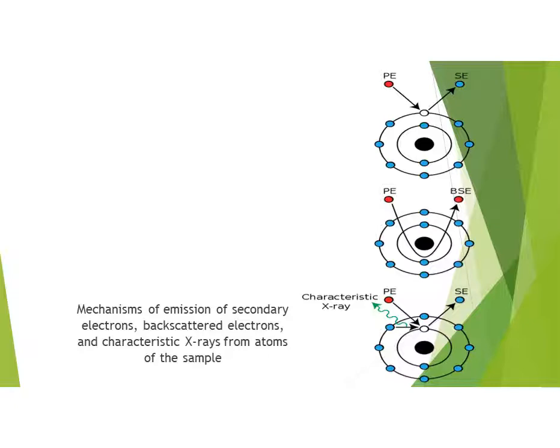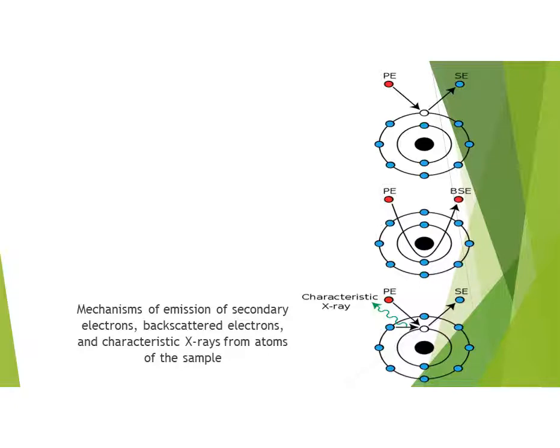In the first upper diagram, you can see that primary electrons are shown in red color. These primary electrons strike an electron of an atom, and the electron of the atom gets higher energy, becomes excited and moves out of the atom. These electrons are secondary electrons. But if the primary electron cannot strike the surface electrons, then it penetrates beneath, near the nucleus, and strikes a lower electron. Then the primary electron itself is backscattered, so it produces the backscattered electrons.